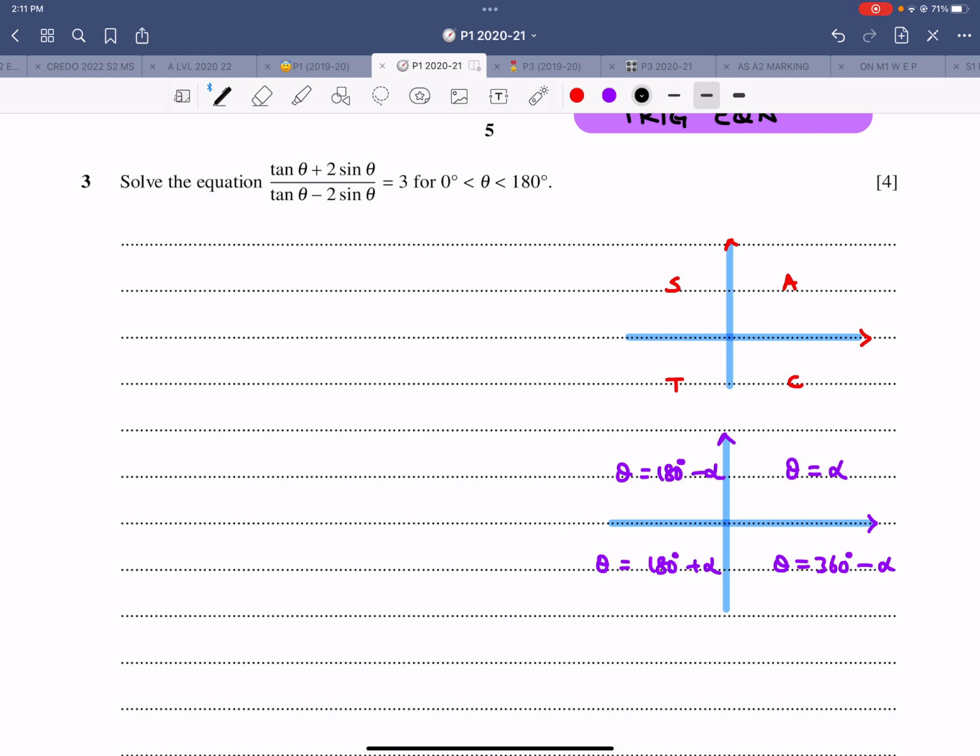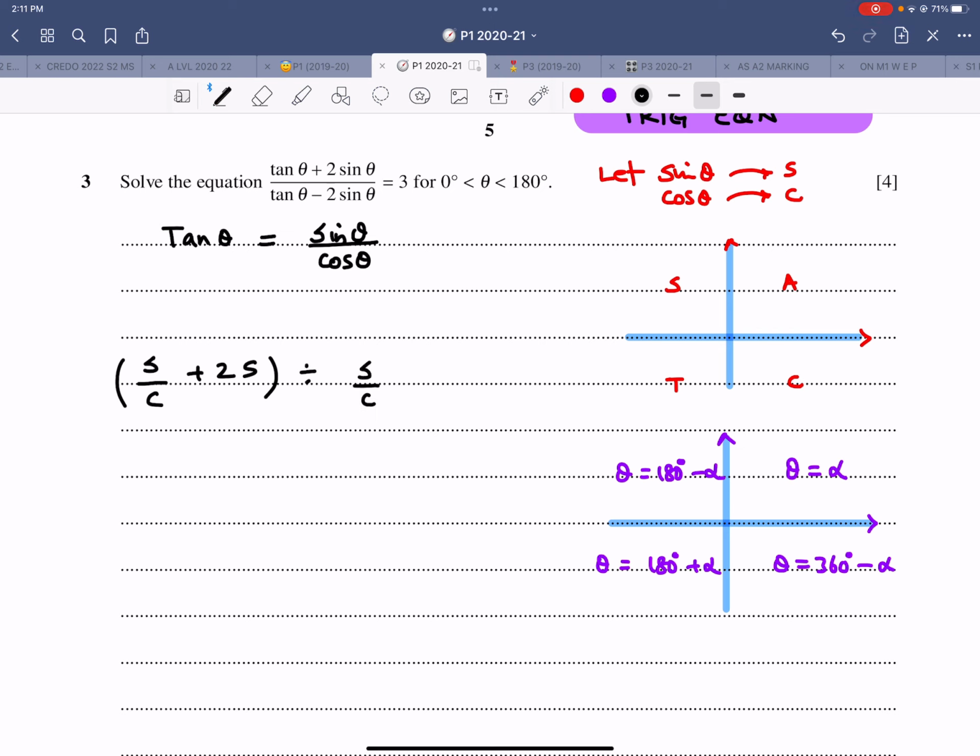Tangent, we know that tangent theta is equal to sine theta divided by cosine theta. So therefore, sine over cosine plus 2 sine. This is the numerator. And also right at the corner, let sine theta be denoted by the symbol S. Let cosine theta be denoted by the symbol C. So sine over cos plus 2 sine divided by sine over cos minus 2 sine. I'm writing it like this.